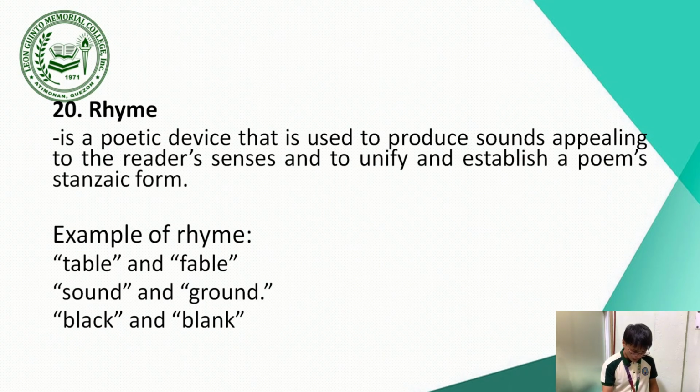So these are an example of lines: table, fable, sound, ground, block, and blank. But there are many different kinds of rhymes. Other types include slant rhymes, in which some of the consonants or the vowels match, but not for all. For example, block and blank.